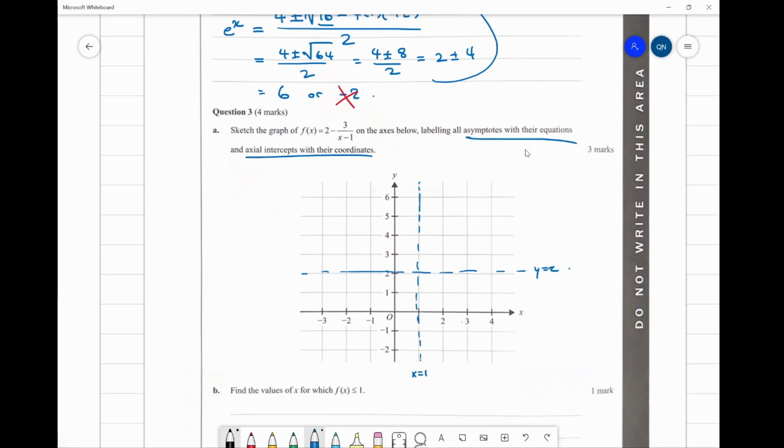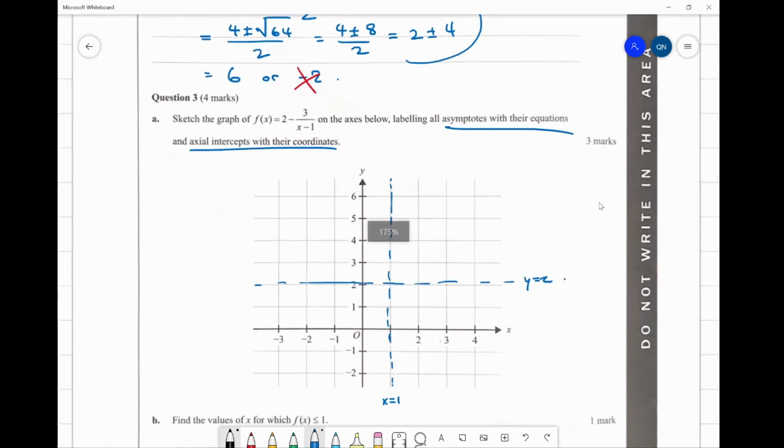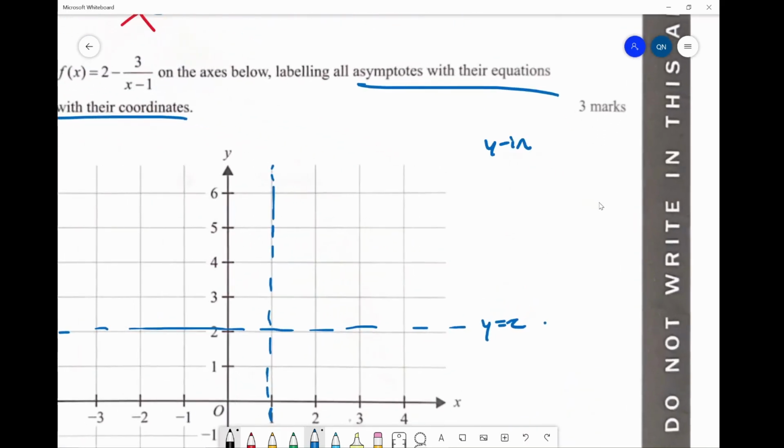Let's try to find the axial intercepts so we know how to graph it. So let's do the y-intercept first. That's simple. So plugging in x equals 0, we get y equals 2 minus 3 over negative 1, which is just 5. So we're up over here.